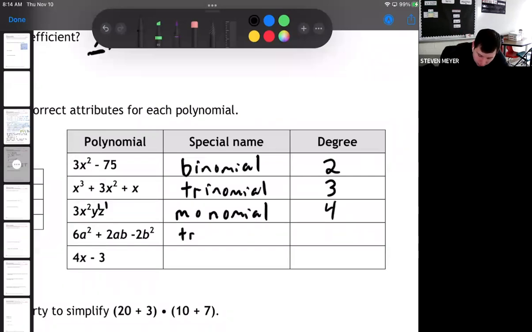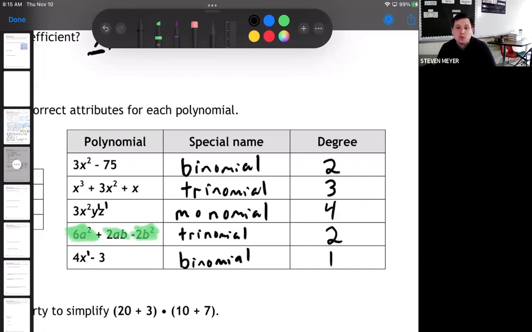This next one has 3 terms, a trinomial. The first term, 6a to the power of 2, has a degree of 2. 2ab, a has a degree of 1, b has a degree of 1. Together they have a degree of 2. And then 2b to the power of 2 has a degree of 2. All of these have a degree of 2. So the highest out of 2, 2, or 2 is 2. The last one is a binomial. And this binomial has a degree of 1 and 0. The highest number out of that is 1.